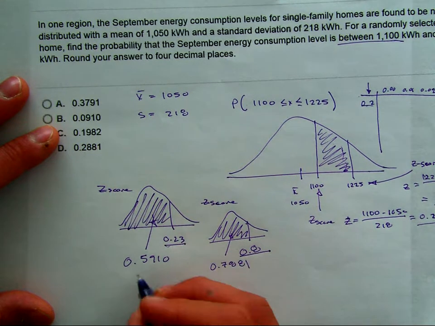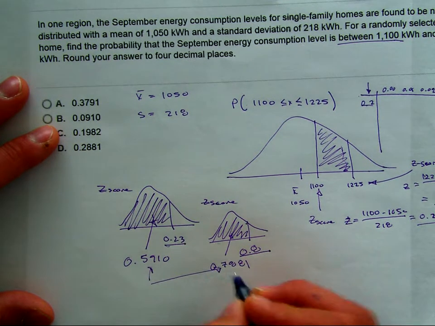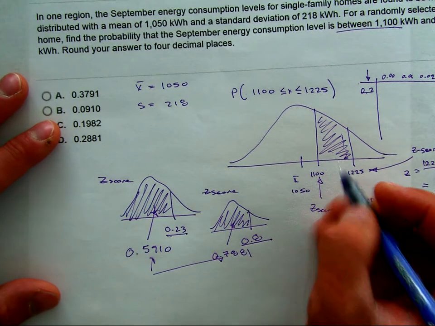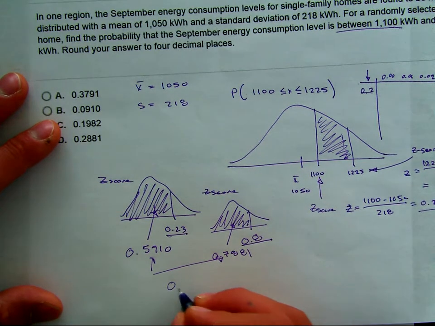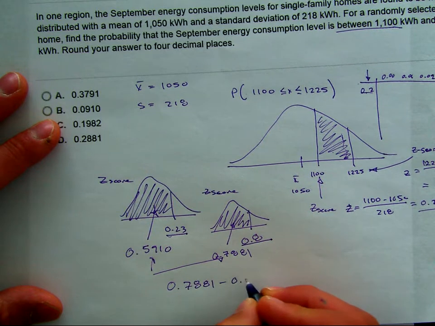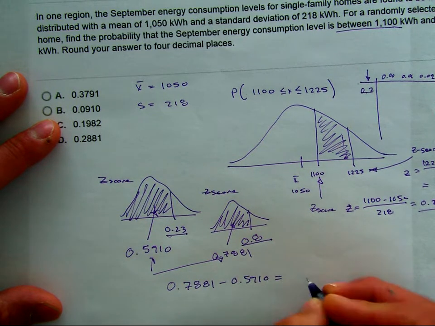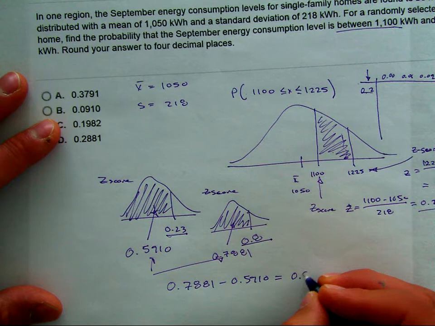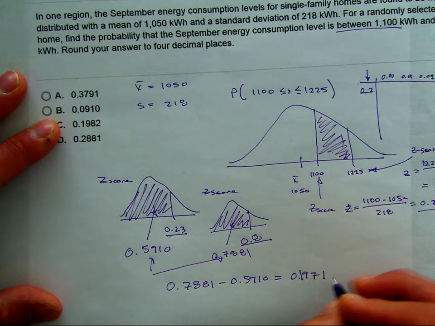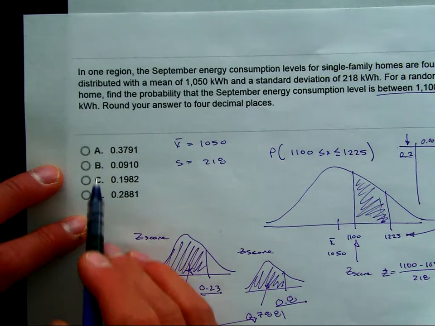Now, in order to find this area, we just need to subtract these two. So you subtract 0.5910 from 0.7881, and you end up getting 0.1971, which, yes, is not any of these answers, but which one is the closest? C. Okay, so that is actually the answer to this problem.